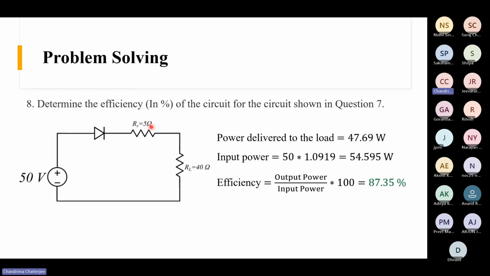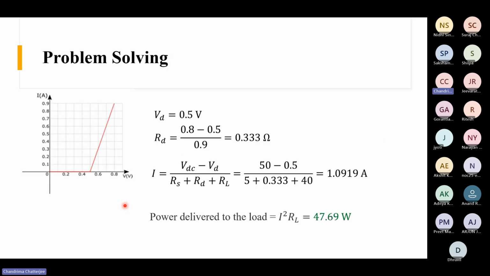Next, what have they asked? They have asked to determine the efficiency in the circuit shown in question 7. So the same circuit, we need to find out the efficiency. So earlier, what we found out is the power delivered to the load. So we already have the output power, right? The power delivered to the load is actually the output power.